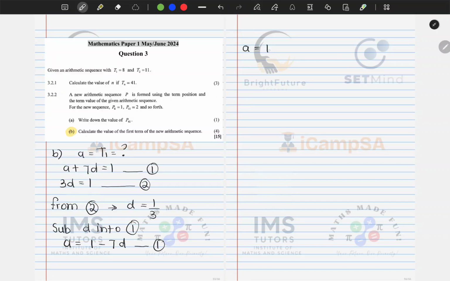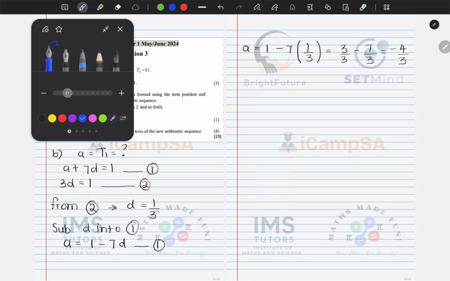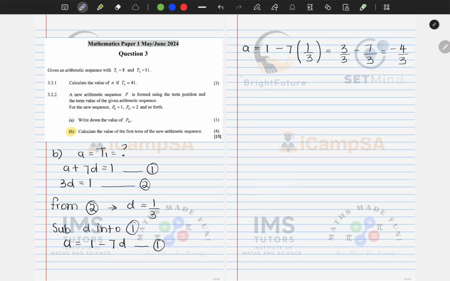So your a will be 1 minus 7 times 1 over 3. This will just become 3 over 3 minus 7 over 3, of which, when you do the maths, will just become minus 4 over 3. So that is what we now have. Our first term, which is a, we have calculated to be negative 4 over 3. So that becomes the value of the first term of this sequence.